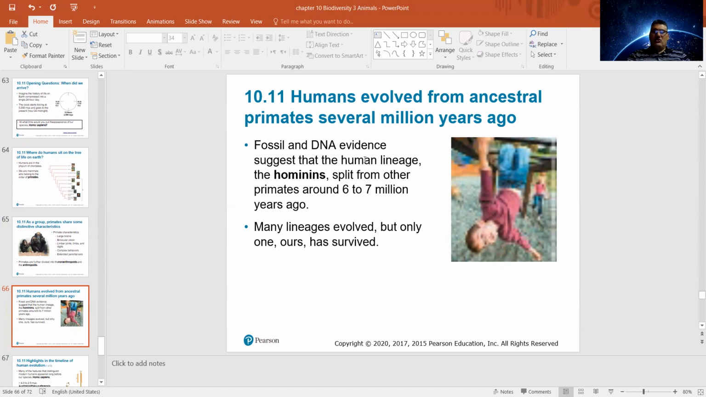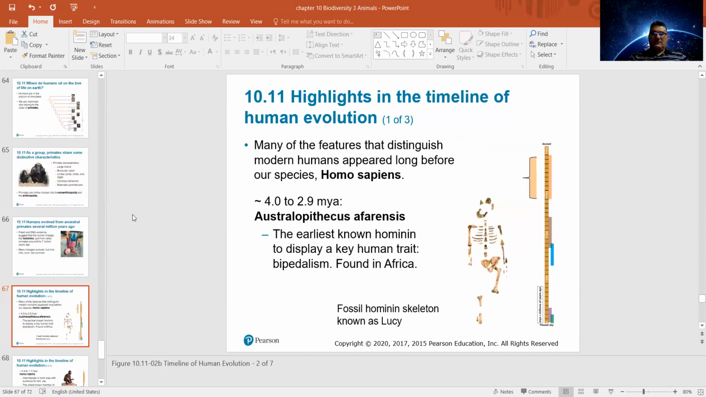The lineage of humans is called hominins, and it splits from other primates about 5 to 6 million years ago. So you need to remember this. Hominins, which is our lineage, separated from the primates 6 to 7 million years ago. There are other lineages that evolved, but they disappeared. Only our lineage is the one that continues.